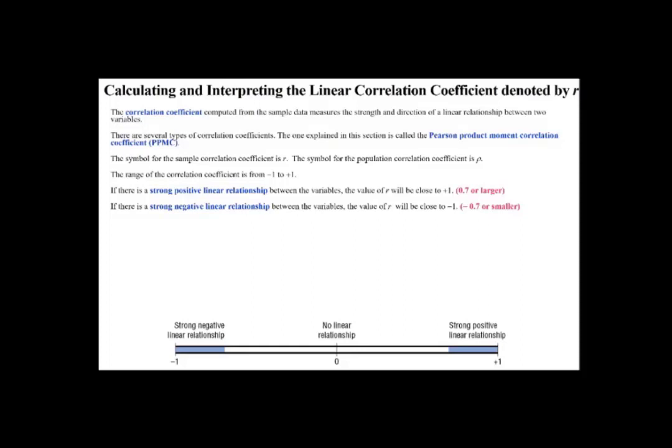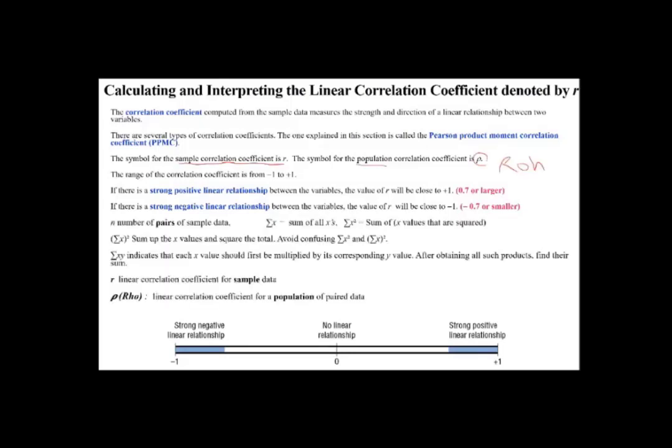If there is a strong positive relationship between the variables, the value of R will be close to +1, 0.7 or larger. If there is a strong negative linear relationship between the variables, the value of R will be close to -1, -0.7 or smaller. We use R for sample correlation, and for population, we use rho.